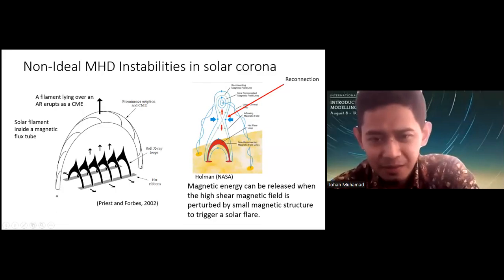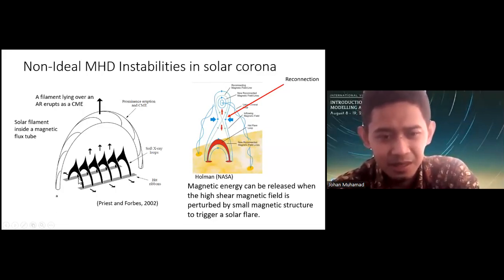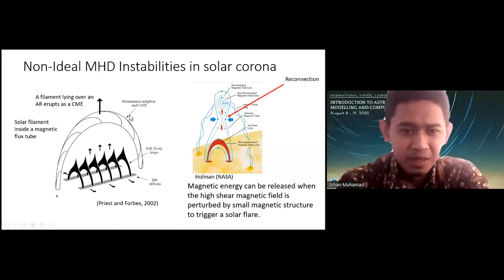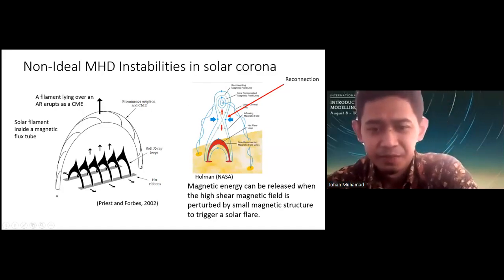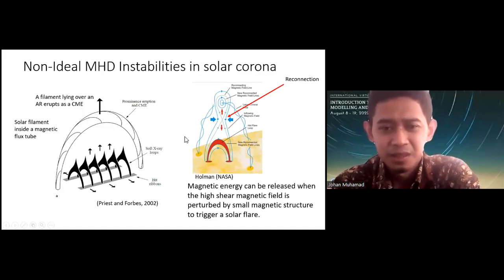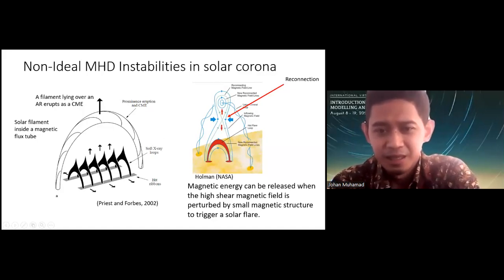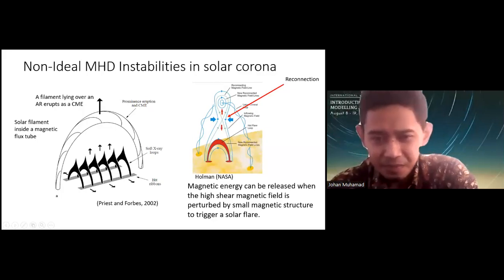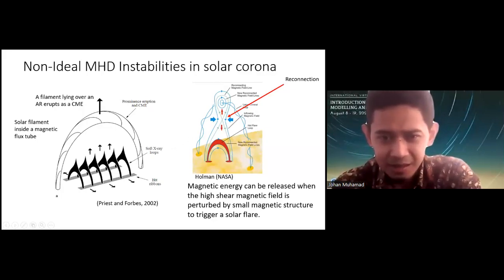Then we have many features of the flare, like flare ribbons, soft X-ray loops, prominence, CME, and others. So in the non-ideal MHD instabilities in the solar corona, the important thing is the magnetic reconnection that happens above the magnetic arcade, usually in the very highly sheared magnetic field lines above the arcade.